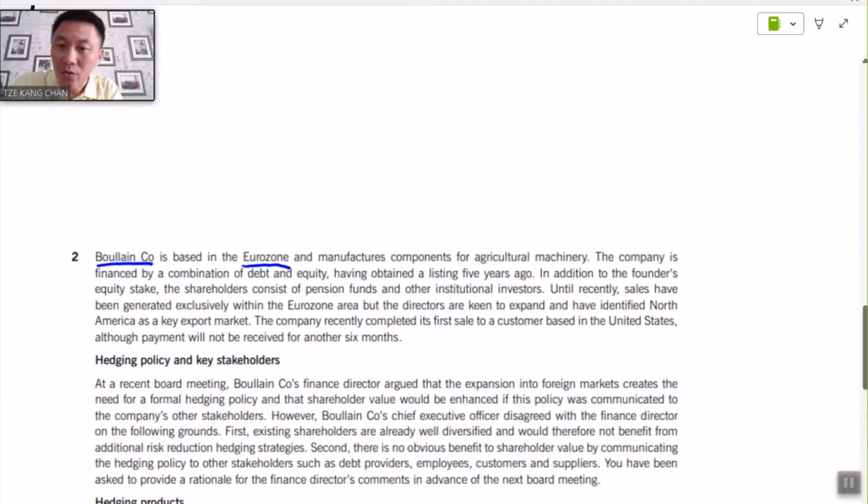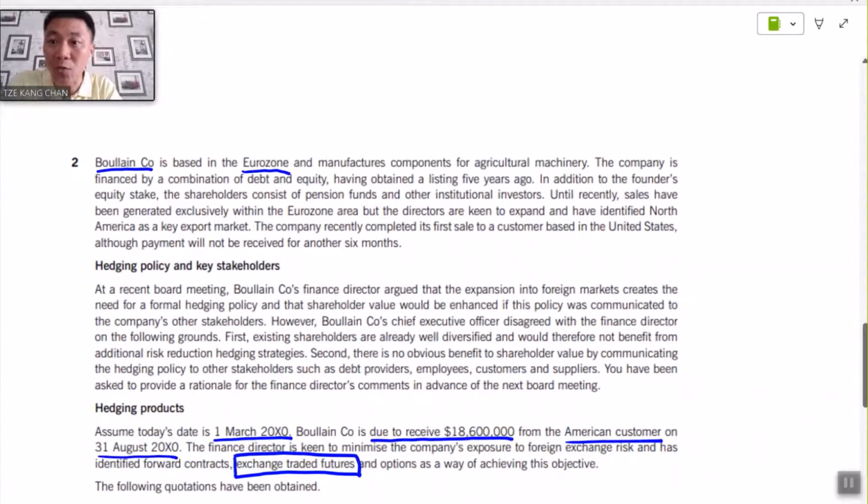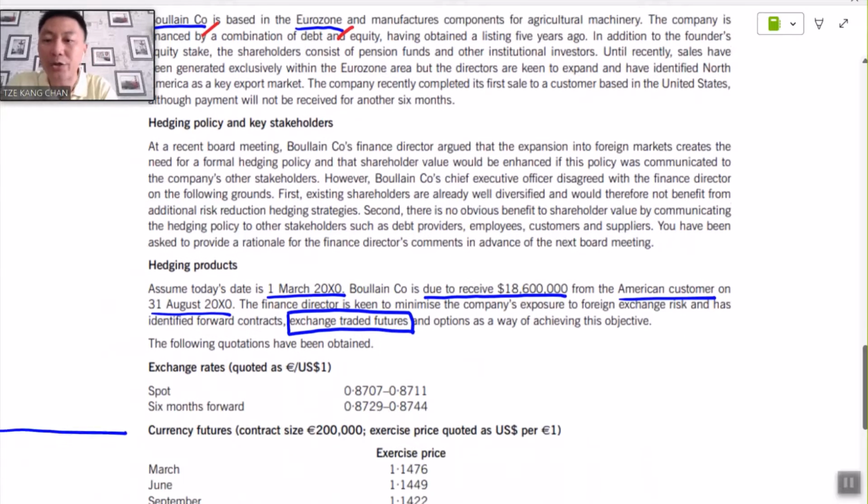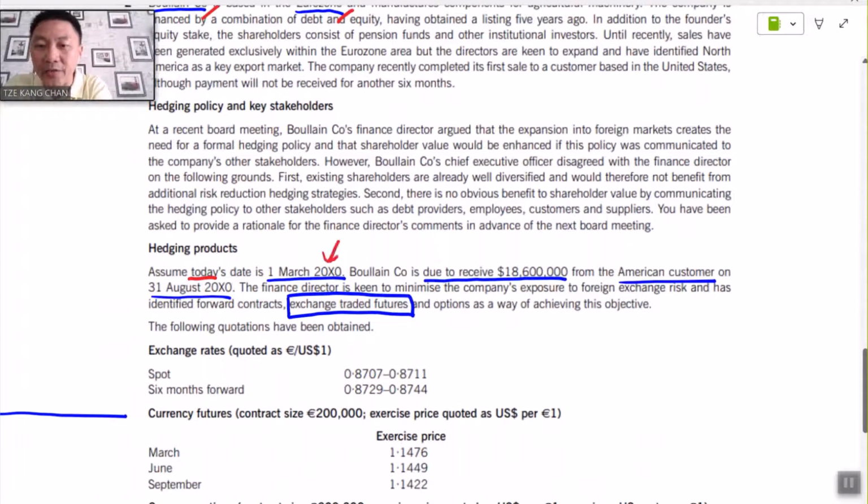In order to understand how the calculations for part C are demonstrated, you would just spend time to go through the information in the following question, which is B company, a Polish company, located in the Eurozone. Assuming the date today is 1st of March, year 20X0, this company is expecting to receive an amount of 18.6 million US dollar. Take note, the US dollar is obviously the foreign currency to B company. And these receipts are expected on the 31st of August of the same year.